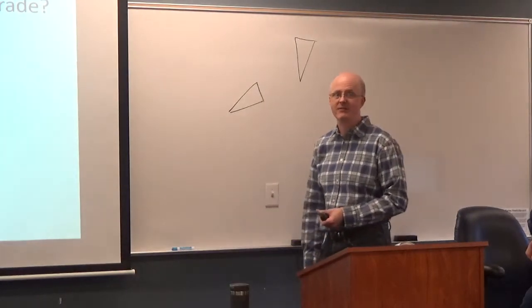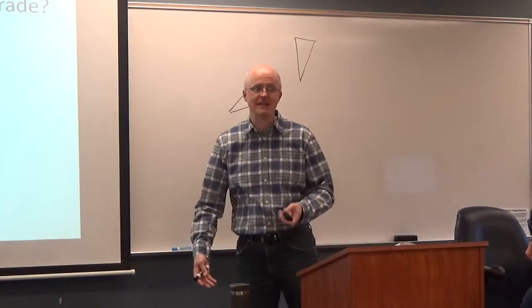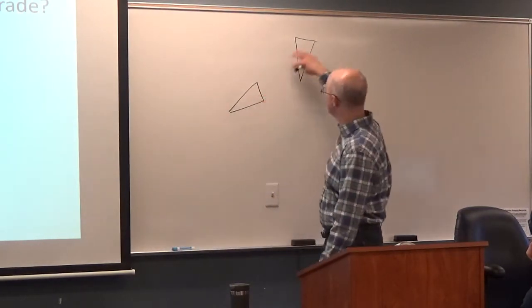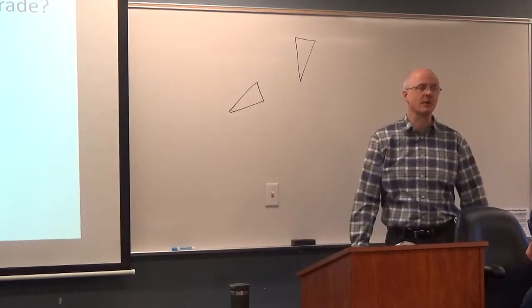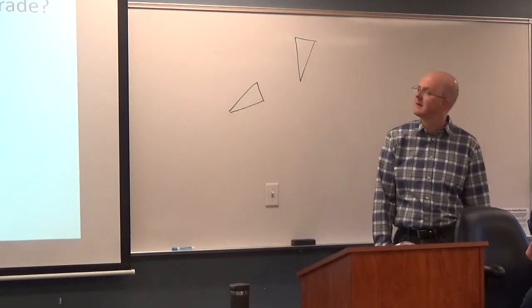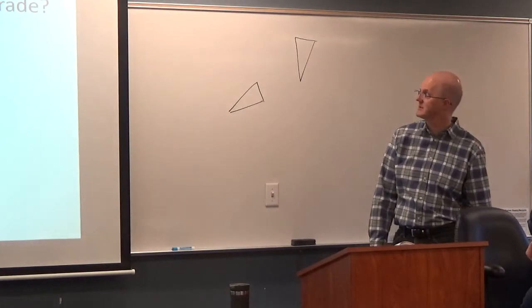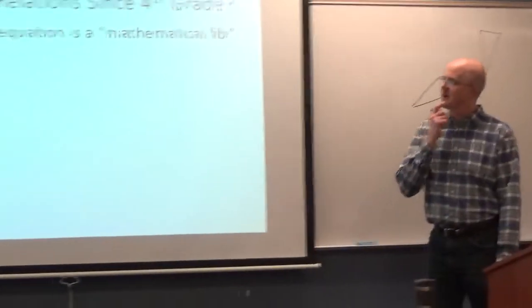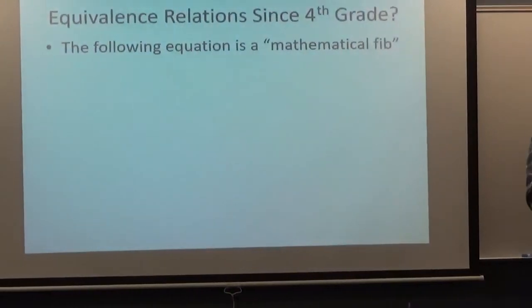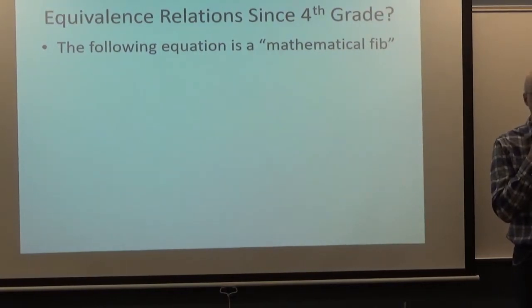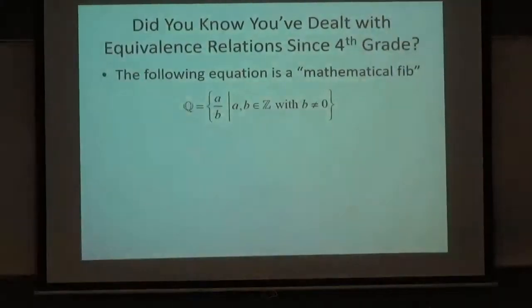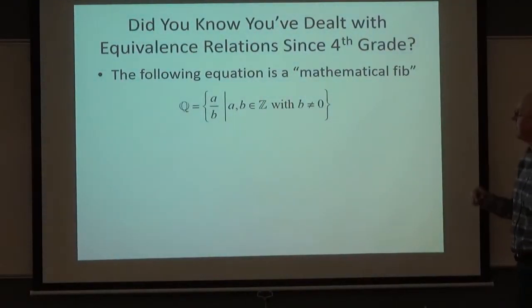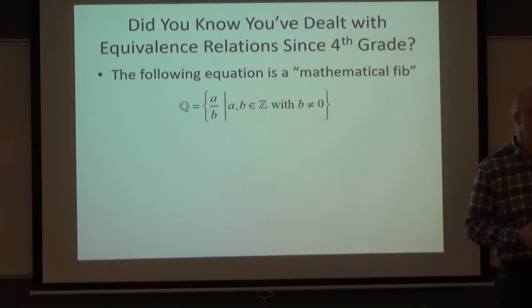So even if your fourth grade teacher never said that, maybe they implicitly assumed, maybe they showed you these kinds of pictures and actually had physical manipulatives to do translations and rotations and reflections. But here's another way equivalence relations came up in fourth grade. Well, the following equation is a bit of a mathematical fib. I wrote this equation down, I think, the first day of class, but it's a bit of a fib. Thinking of the rationals as being the set of all fractions, a over b, where a and b are integers and b is non-zero, that's actually a bit of a fib. Huh? How could it be a fib? Doesn't that seem right?